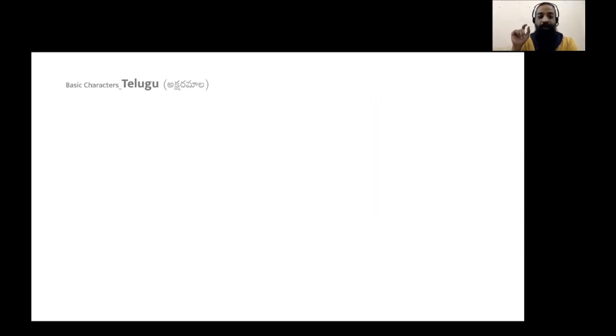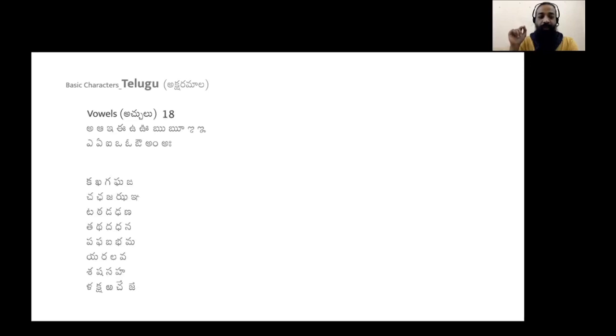Now getting into the details of Telugu letter forms. These are vowels, we call them Achulu. These are 18 in number. These are consonants, we call them Hallulu. These are 38 in number. And the total number of basic characters in Telugu is 56.